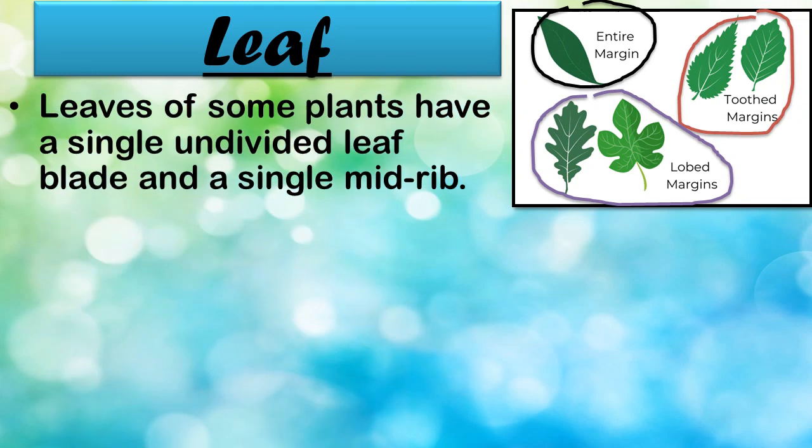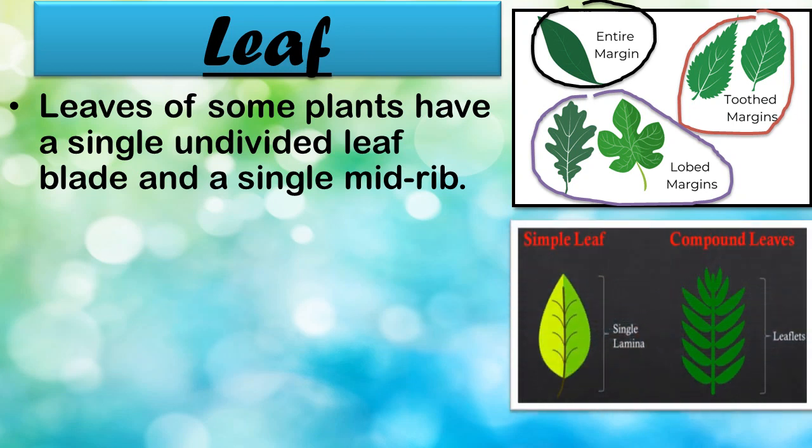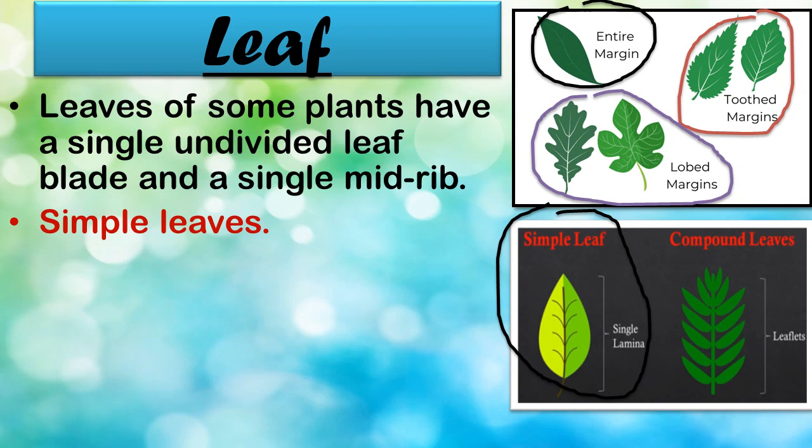And leaves of some plants have a single undivided leaf blade and a single midrib. Whenever a leaf of a plant has a single undivided leaf blade and a single midrib, such leaves are called simple leaves. So the main midrib is there, and then veins are there. So this is a simple kind of leaf, and it is also called a single lamina.